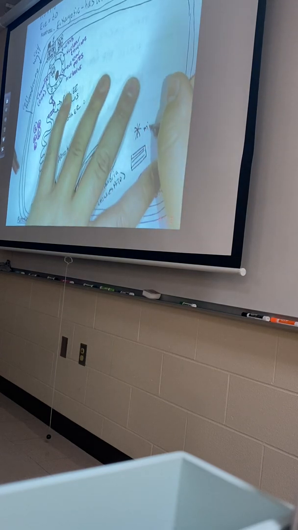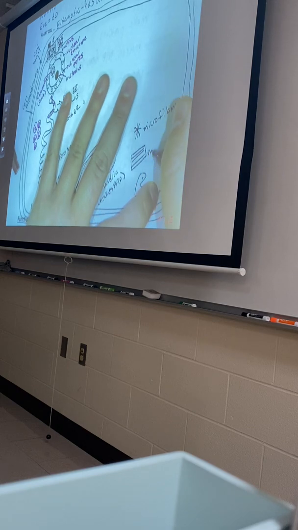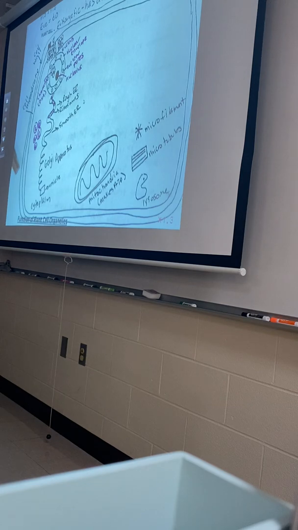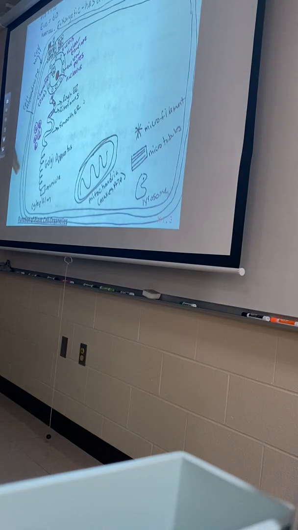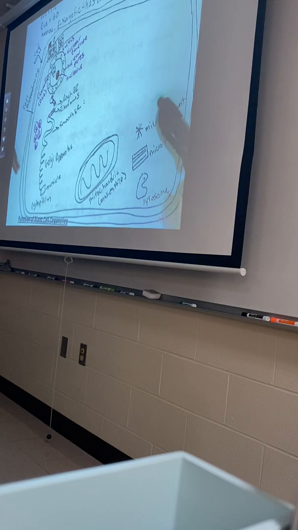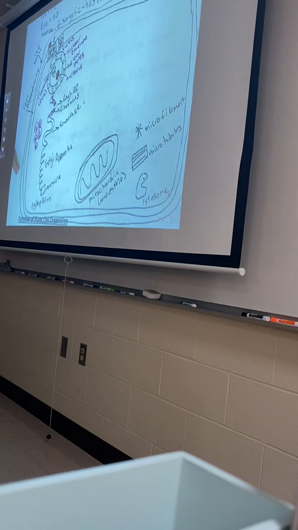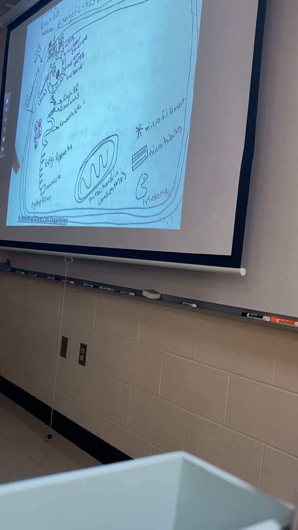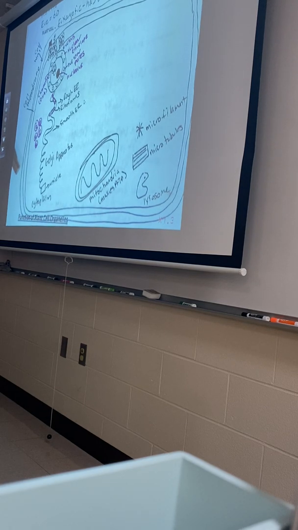We have microfilaments and the microtubules. All these things are the same; we saw all these in the animal cell. The microfilaments are for structure and the microtubules are for transport. None of this stuff is new. The only thing we've seen new so far is the cell wall.